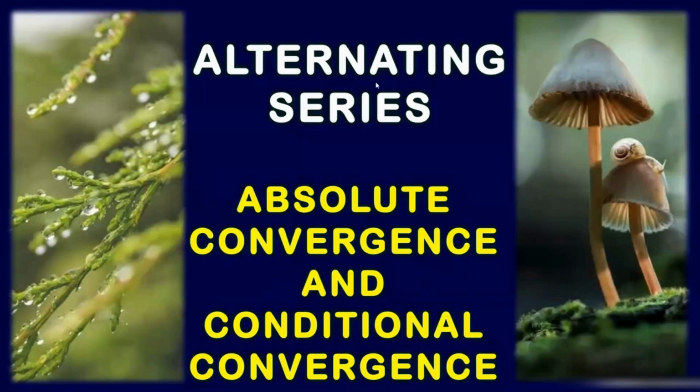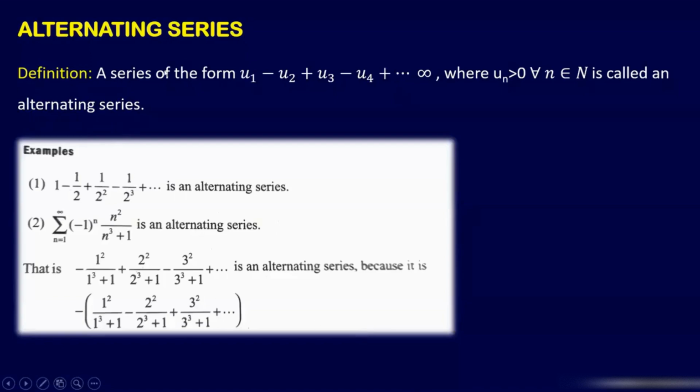Right. So let's discuss alternating series. And of course, we'll also discuss absolute convergence and conditional convergence. Now see, you're already aware of what a series is, right? A series has infinitely many terms, and sometimes they may have positive terms and some of them may be negative also.